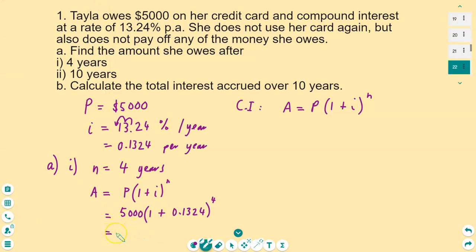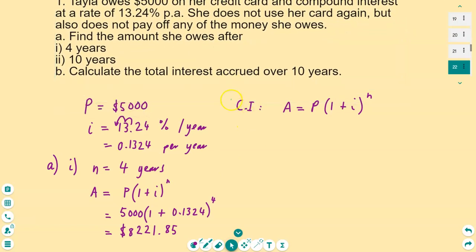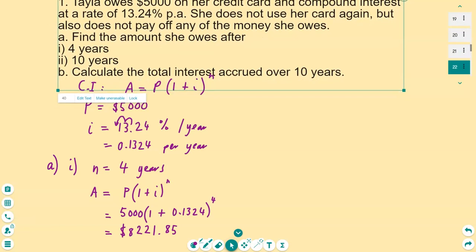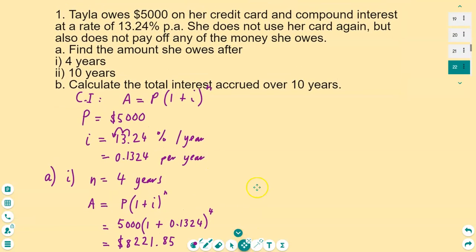Then let's just put that into our calculator. 5,000 times 1 plus 0.1324 to the 4. That gives me $8,221.85, rounded to 2 decimal places. Okay. And maybe I'm going to move this formula up here, actually. Sorry for that frustrating move here. Okay. Don't forget that little N. That's what I'm worried about.